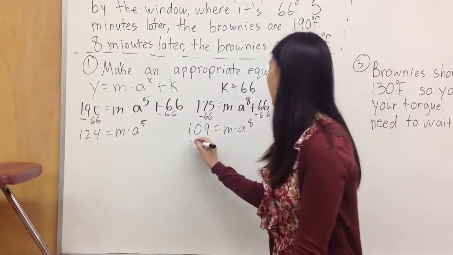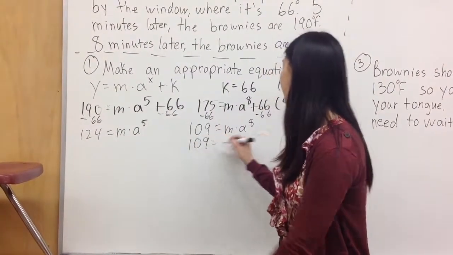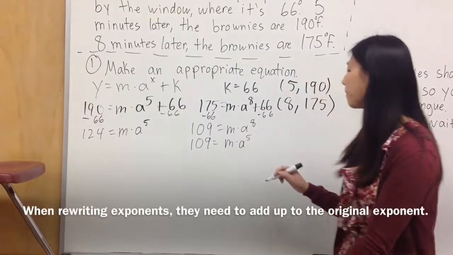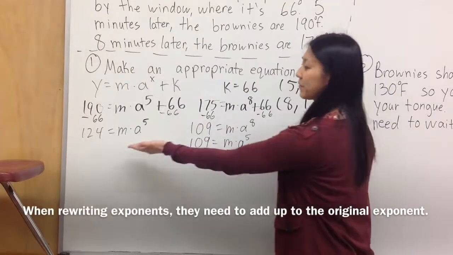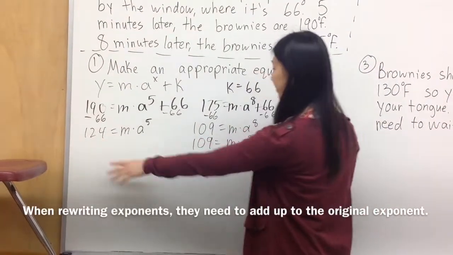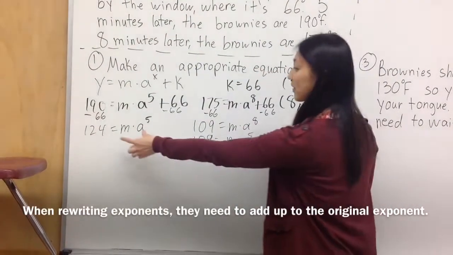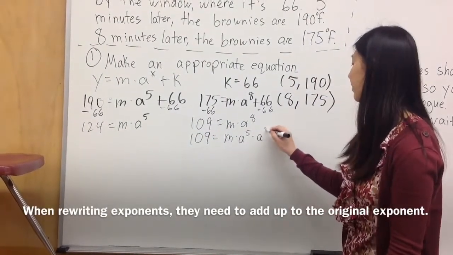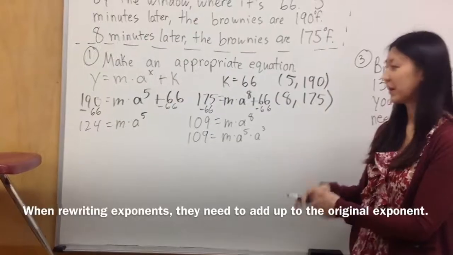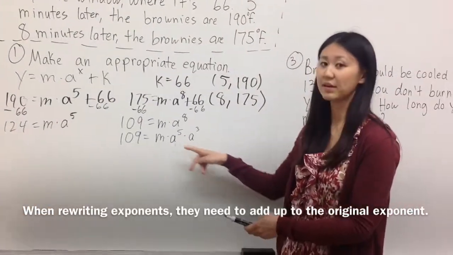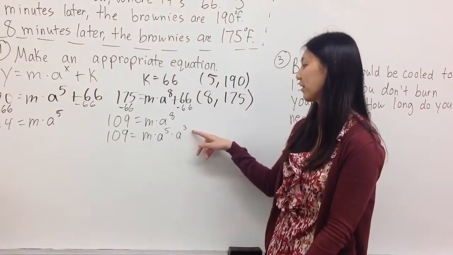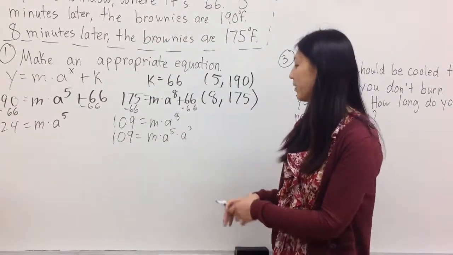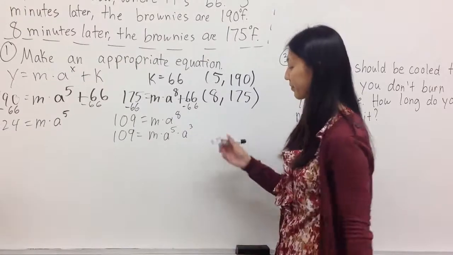So it's going to look like 109. So I'm still writing this part. m times, this is going to be a to the 5th now, because I'm kind of looking ahead to substitute in my 124 here. So now these are exactly the same, which is what I want. And now I'm going to put a to the 3rd. I'm putting a to the 3rd because when you multiply things that have exponents, you add the exponents together. So 5 plus 3 will give me 8, so this is a good multiplication to have.